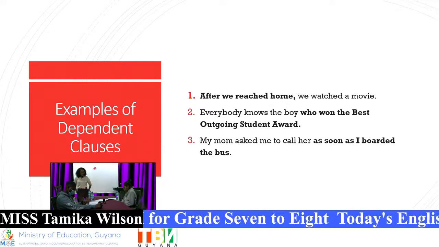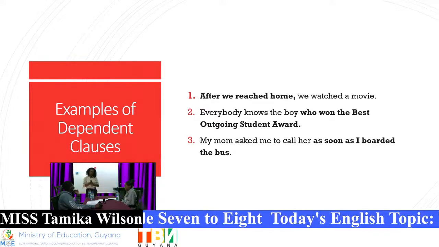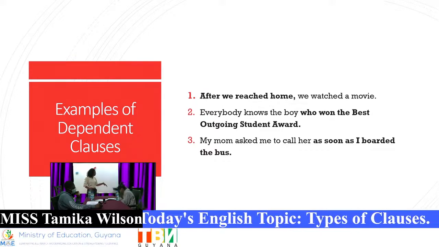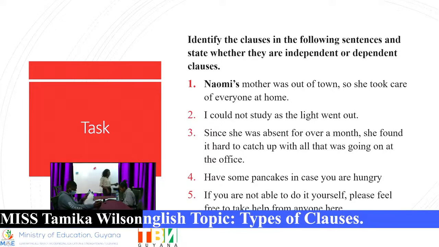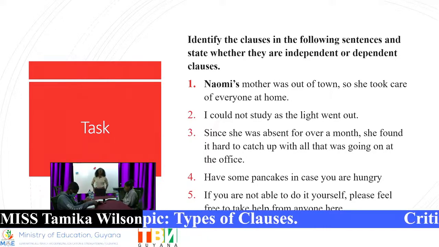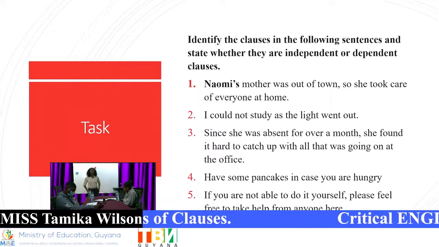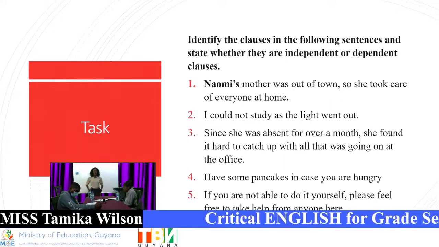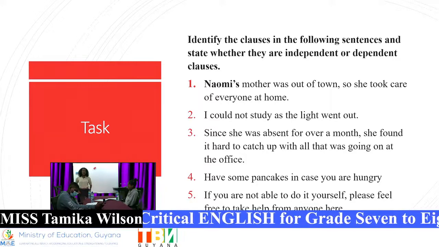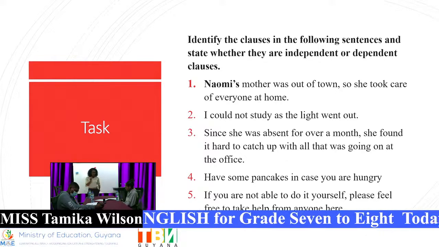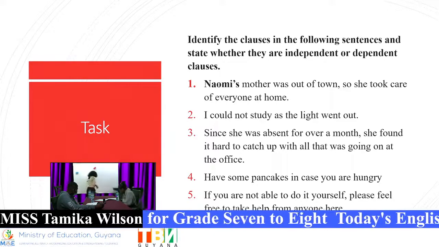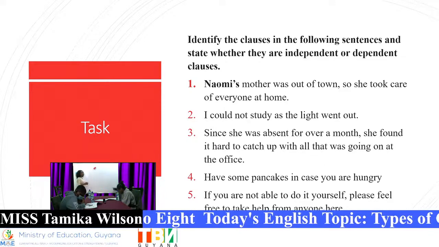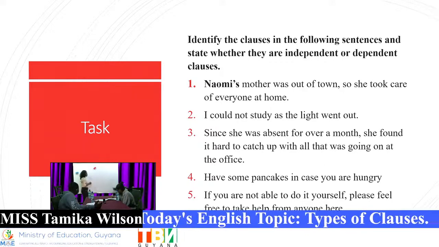So do we understand how independent and dependent clauses work? Can we differentiate between the two? All right, let's see how much. So we go to the task. The task says, identify the clauses in the following sentences and state whether they are independent or dependent clauses. You're going to identify the clauses, and then write above them I for independent and D for dependent. Let me write it on the board. I for independent clause, D for dependent clause.